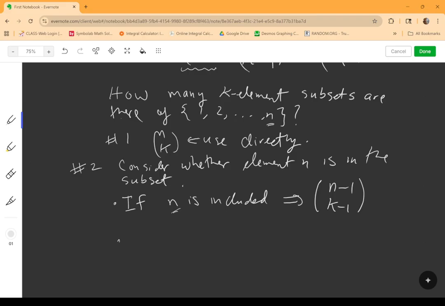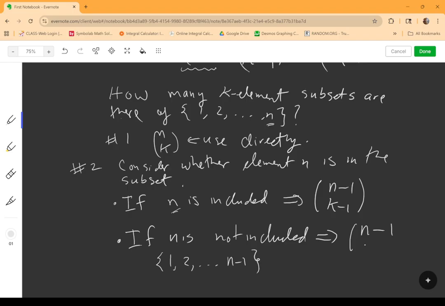Now, what about the other case, if n is not included? Well, I'm still left with n minus 1 elements, because I already know n is not part of it, so it's not among the ones I get to choose from. But I still need to make those k choices. So I need to choose the k elements from 1, 2, all the way up to n minus 1.